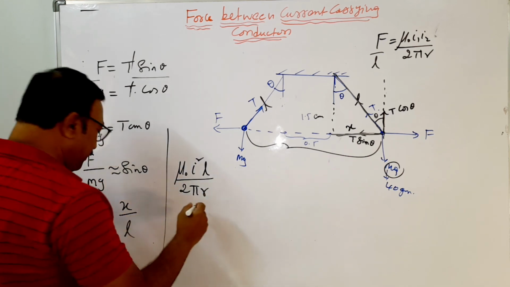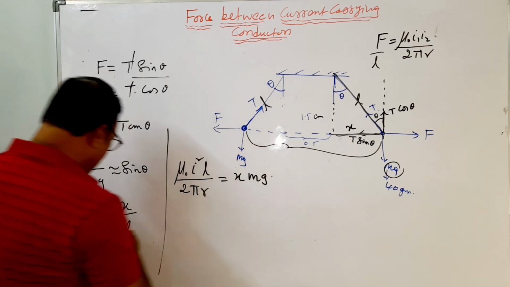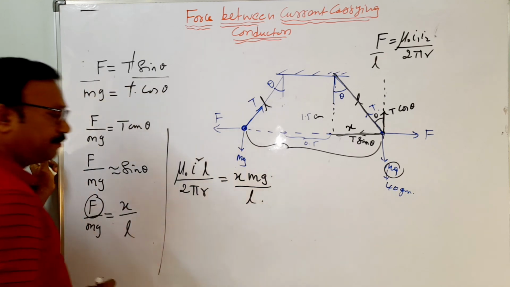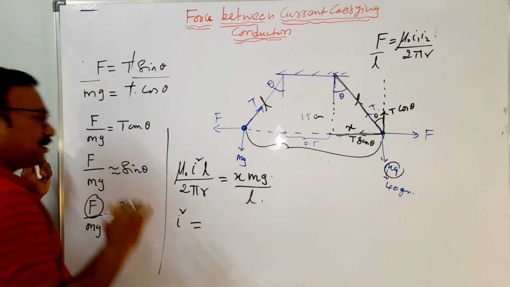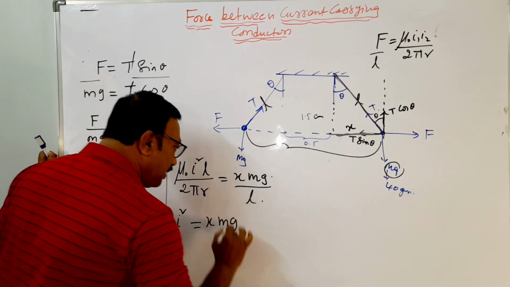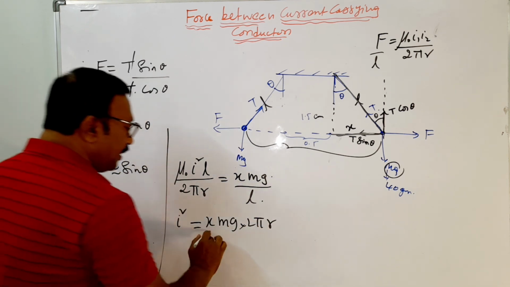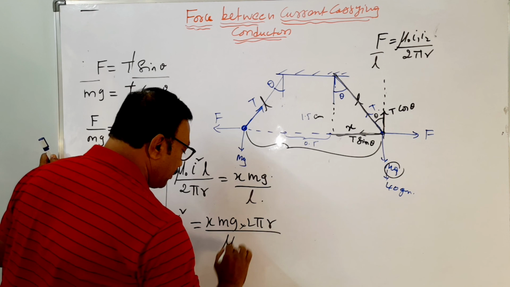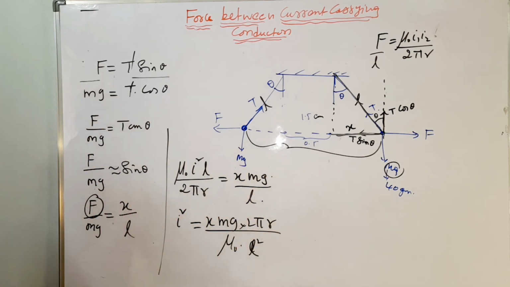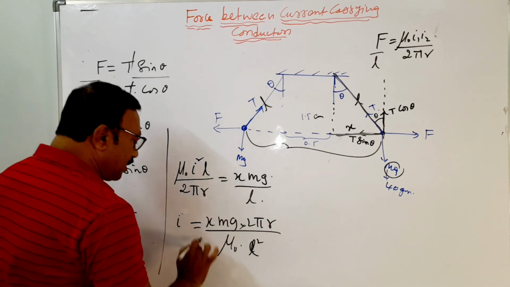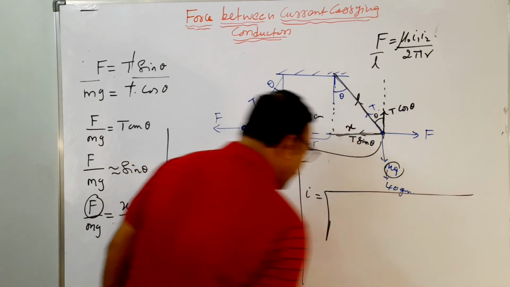Mg I'll send that side. This is equal to x into mg divided by L. So now I want I square because I have to calculate I. So send everything to that side now. X mg into 2 pi r divided by mu naught. This L will come here, so it becomes L square. So therefore I is what? Root of this. So now I can calculate I as root of all this.